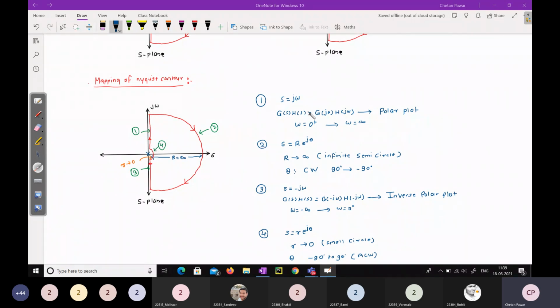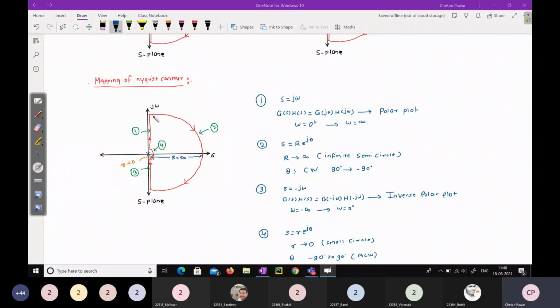So for the first region mapping, you need to replace S by j omega in the open loop transfer function, and for this frequency domain transfer function, you just need to vary omega from 0 to infinity. Then you will be able to draw the polar plot. This is the mapping of the first region.